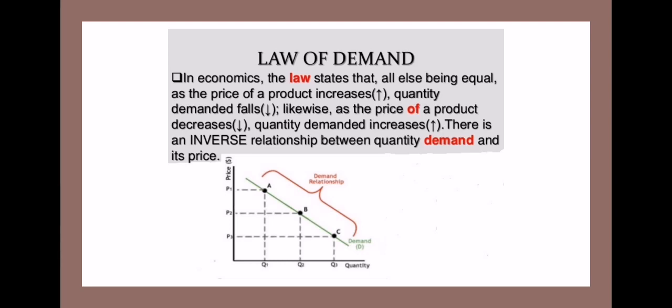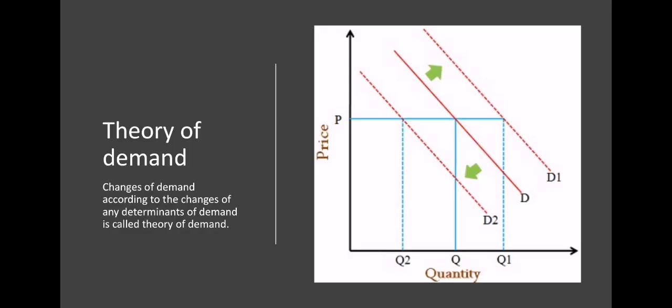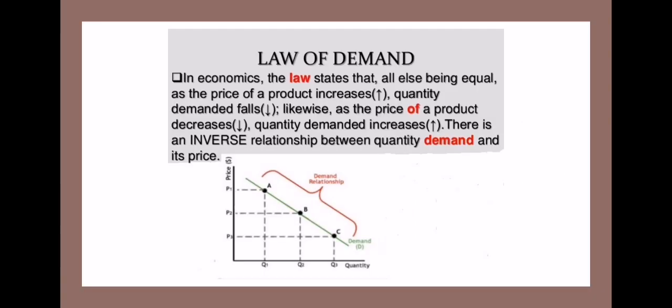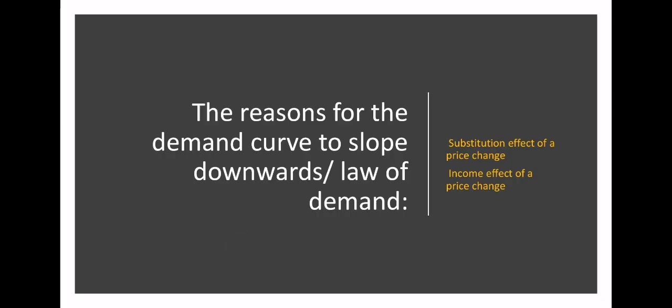Just assume you were at point B, purchasing at point B, which is P2 Q2. Now if the price increases to P1, the quantity demanded will reduce to Q1, which will be point A. So that's what the law of demand states. This is shown through a movement along the curve. Earlier, in the theory of demand, the demand curve shifts. Here the point will shift along the demand curve. The demand curve will not change in the law of demand.